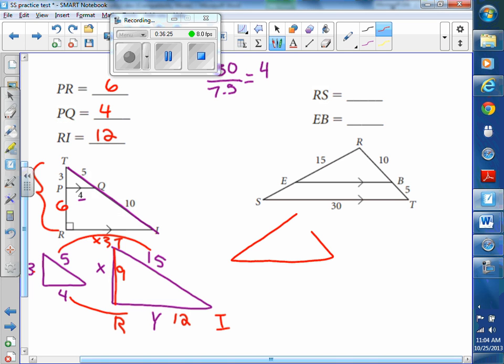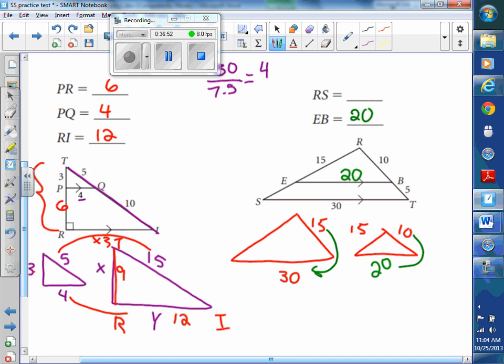Kind of the same concept. Big triangle, smaller triangle. The smaller one is 15 and 10. The bigger one is 15 here and 30. This is where I would use adjacent ratios, because how do I get from here to here? Times 2. So why not times 2? And that makes this 20.